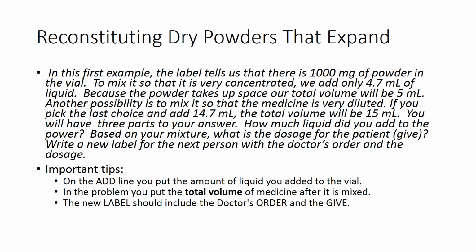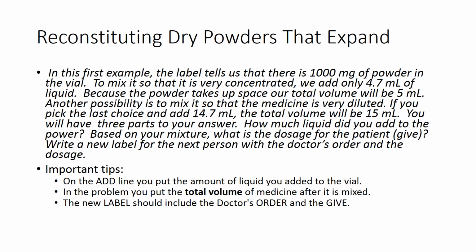So in this first example, the label tells us there's 1,000 milligrams of the powder in the vial. And you want to mix it so that it becomes very concentrated. You add the 4.7 mLs. Because the powder takes up space, the total volume is actually 5 milliliters. So now you have a dosage of 1,000 milligrams within 5 mLs. Now, if you want to mix it very diluted, you would add 14.7 milliliters, which brings your total volume up to 15 mLs. So your volume of powder in this case is 0.3 mL. So no matter what amount of water you're adding, you have to add 0.3 at the end to give you the total volume.